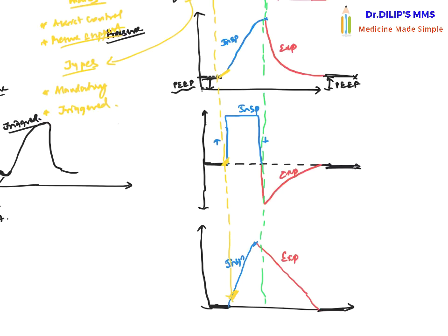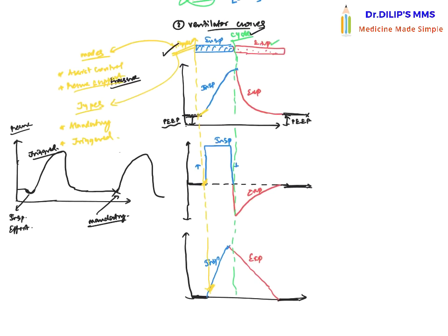Next, if you want to know what a mandatory breath is, I can draw a curve something like this. What you're seeing here is there is no dip, which means the patient has not taken any inspiratory effort, but still the breath has been delivered by the ventilator. This is what we call a mandatory breath.